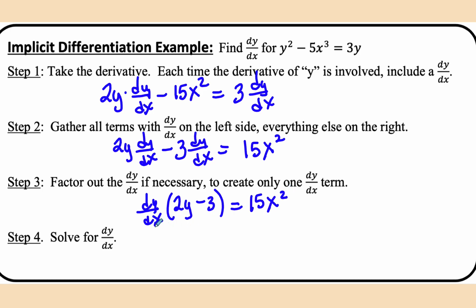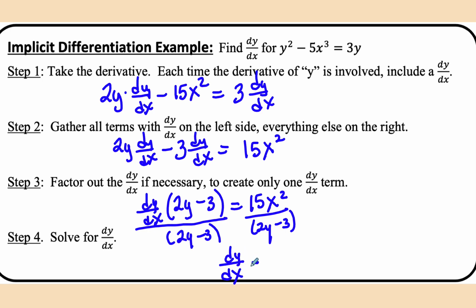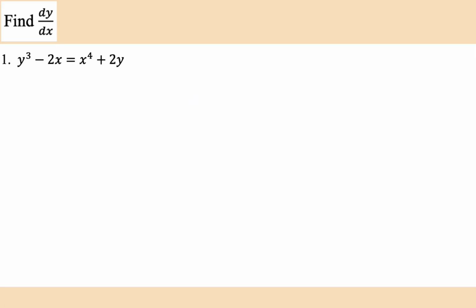Now we're going to solve for dy/dx, which means we're going to divide both sides by 2y minus 3. And so dy/dx, our derivative, is going to look a little bit more complicated because the formula will have x's and y's in it, and we'll need the value of x and the value of y to find the slope. All right, let's go ahead and practice one more time.